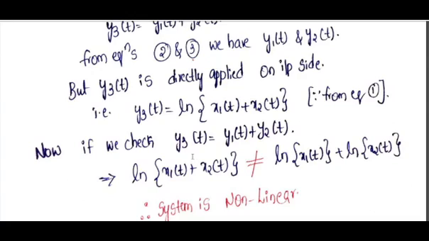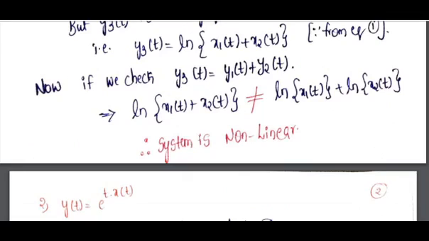If any one of the conditions is not obeyed, I can say the system is non-linear. There is no need to check the second condition. If it is obeying, then I definitely need to go for the second condition verification. But here it is not required. So simply I can say the system is non-linear, as it is not obeying the additivity principle. So this is the first problem.